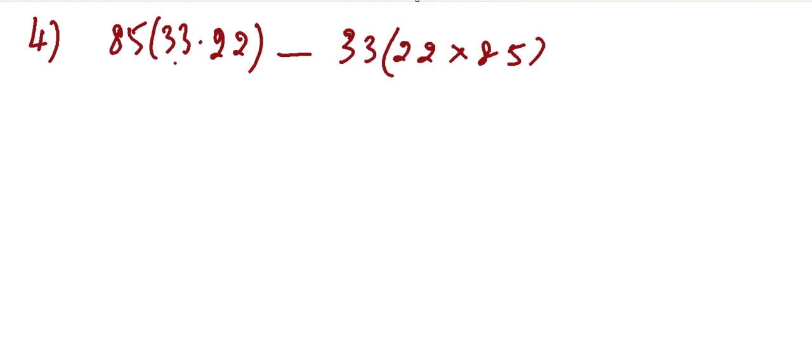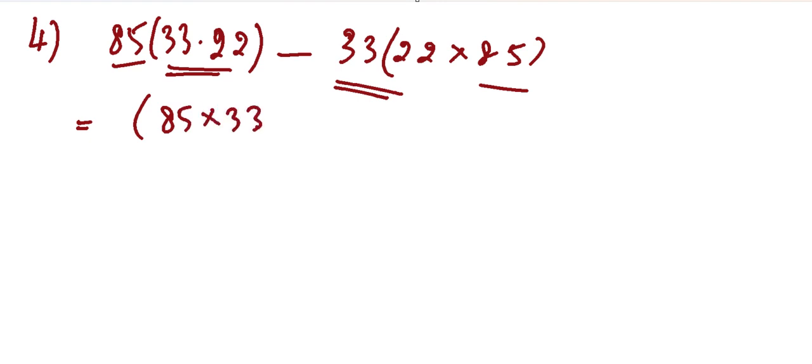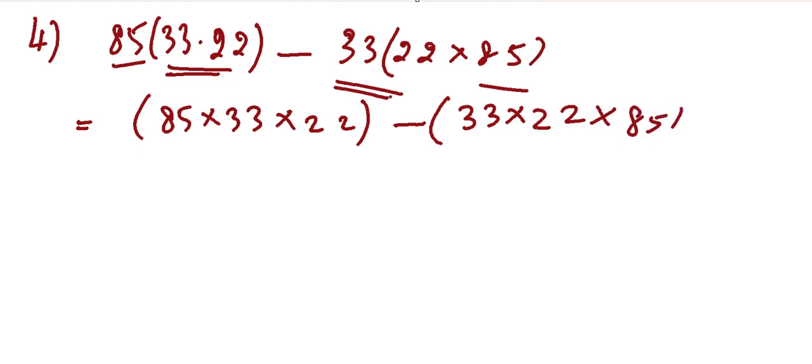Okay, so just take a minute and look at the problem. So you have 85 here and 85 here as well. 33 and 22 are present on both sides, right? So just by means of the commutative rule, whenever you go for multiplication, multiplication is commutative, right? It's both commutative as well as associative. So you can group the numbers in either manner. So 85 into 33 into 22 minus 33 into 22 into 85. We know that multiplication is both associative as well as commutative. So when you subtract this, I get the answer 0.